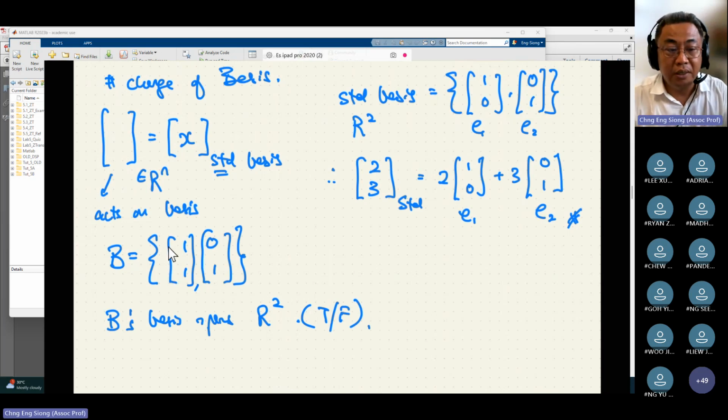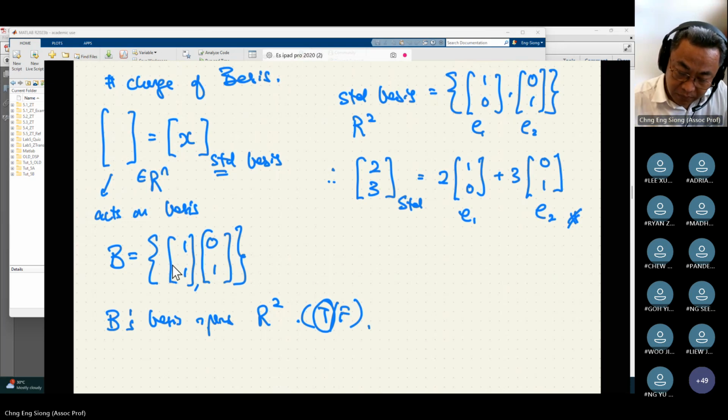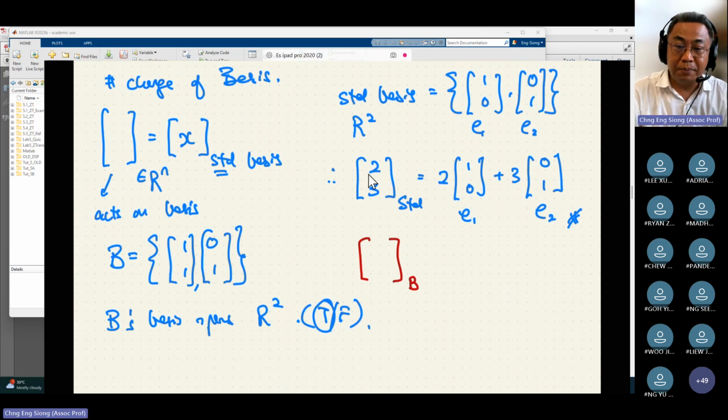True. Because these basis vectors, even though they are not orthogonal, they are not dependent. Using these two, I can reach any point in R2. So true. This is a basis that spans R2. I want to represent 2, 3 using B's basis. So what is B? 2, 3 is my point in the standard basis.